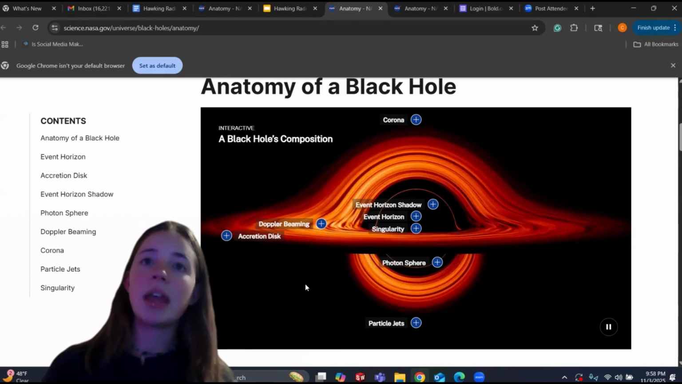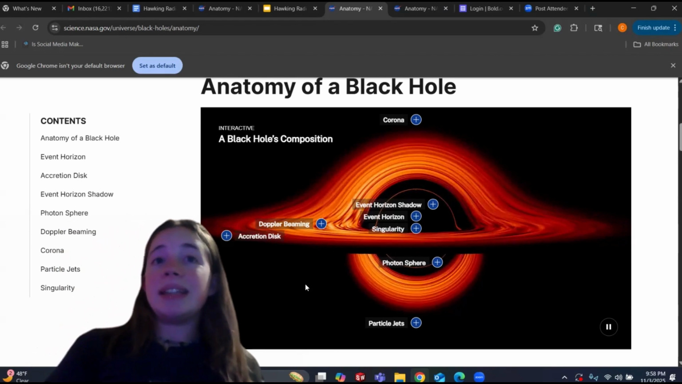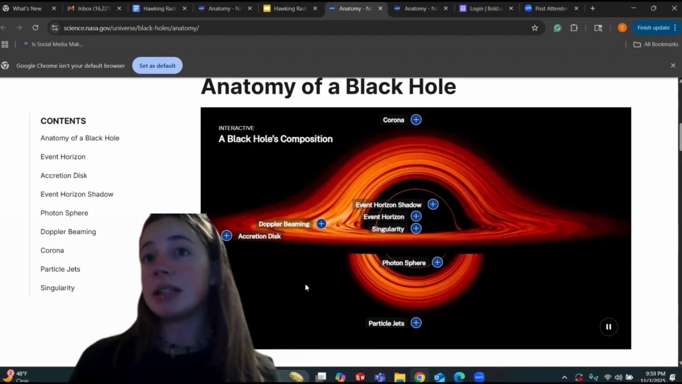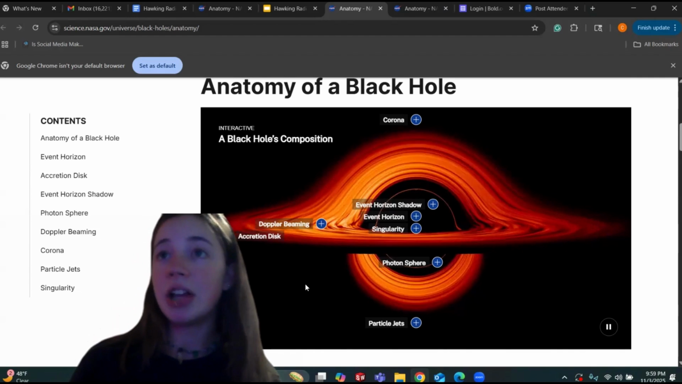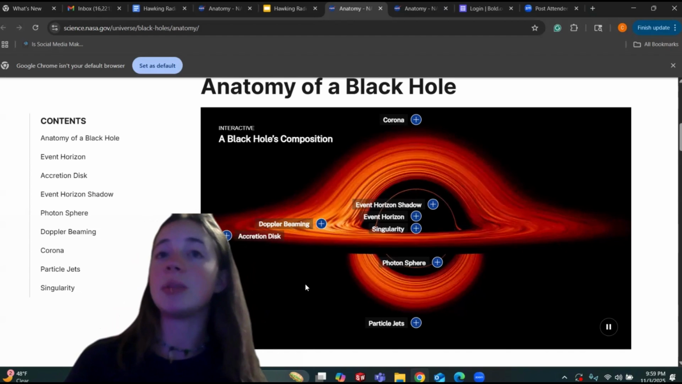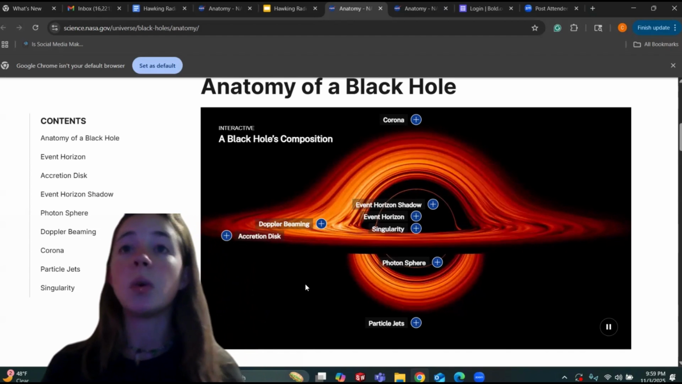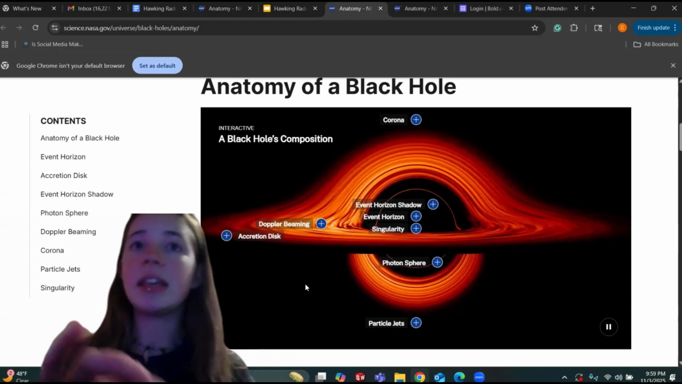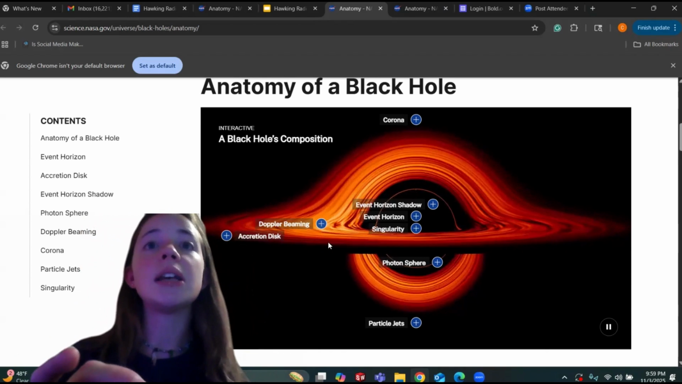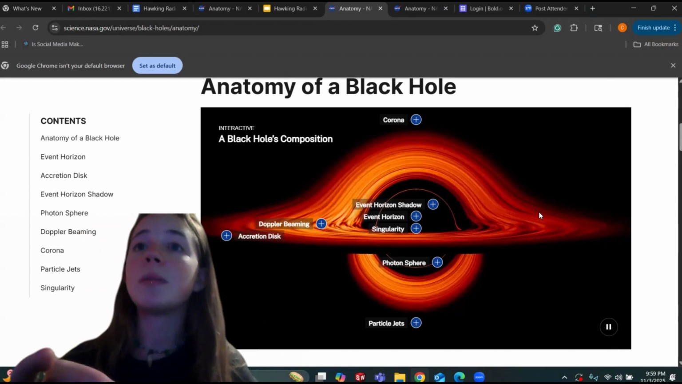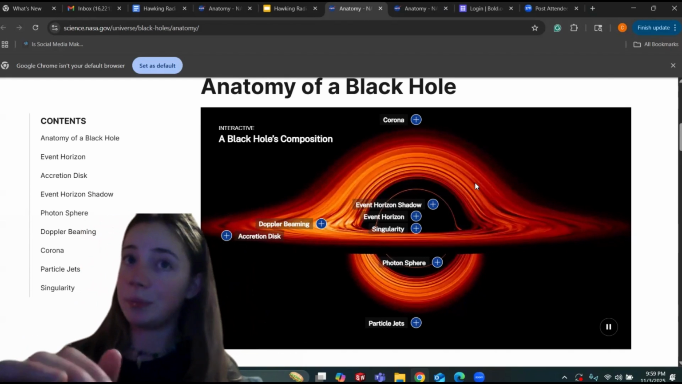Then Doppler beaming is an effect that the black hole accretion disk has, because if we think back to the light chapter of the Doppler effect, where things moving towards us seem brighter, things moving away from us seem dimmer, that's just exactly what's happening here. The particles streaming towards us appear brighter and bluer compared to the particles moving away from us. They seem dimmer and redder.